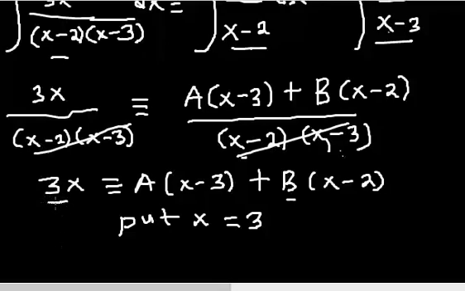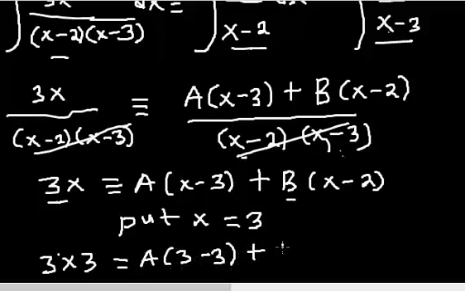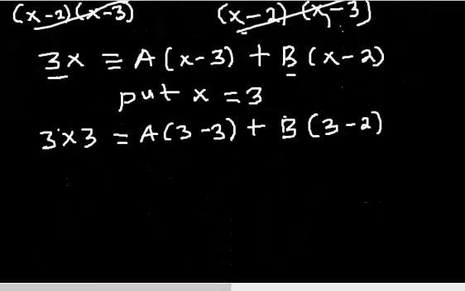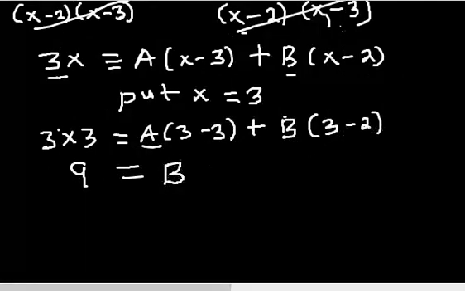Any place I see x, I put 3. So this is going to be 3 times 3. 3x is going to be 3 times 3 equal to a into (3 minus 3), then plus b, bracket open, that's going to be 3 minus 2. So if we do that, it's going to be 9. And 3 minus 3 is 0, 0 times a is 0, so I'm left with b. And 3 minus 2 is 1, so I have my b equal to 9.